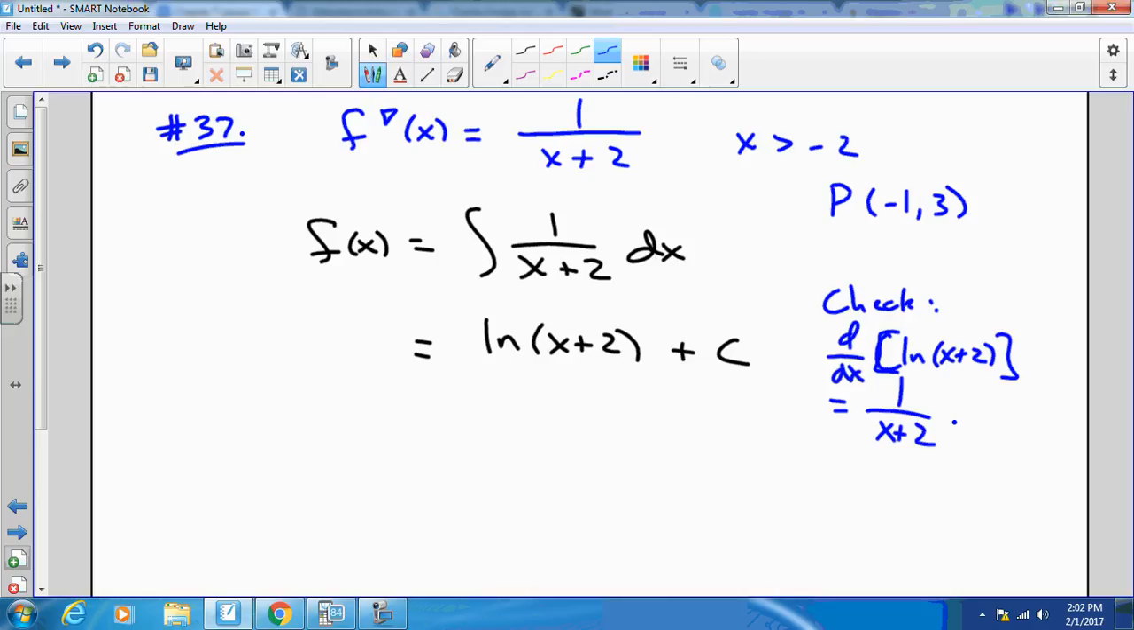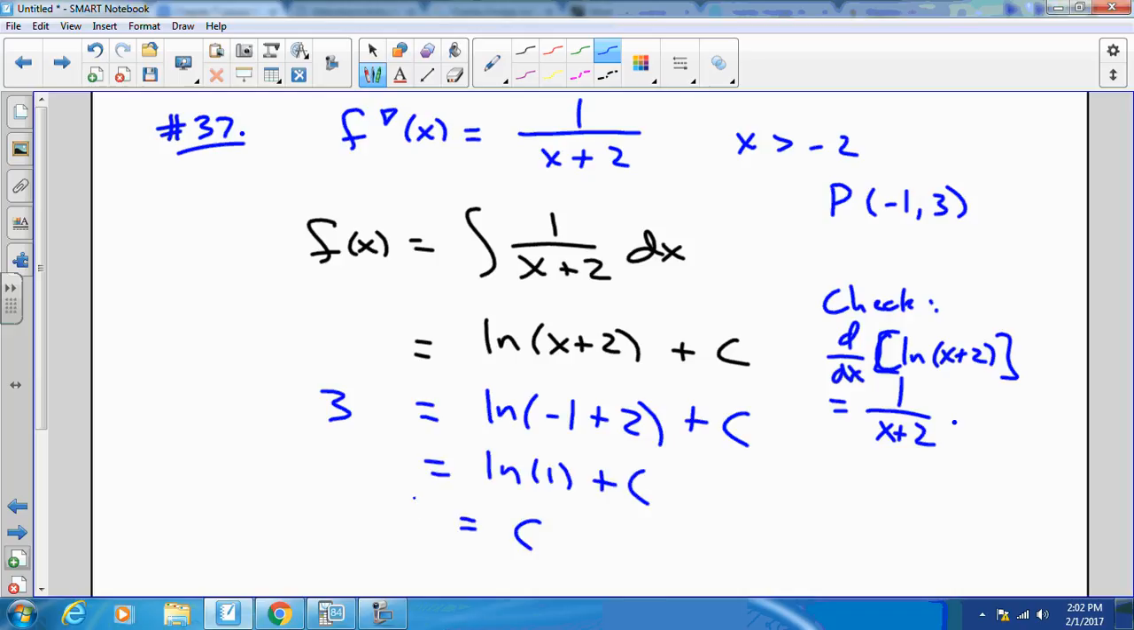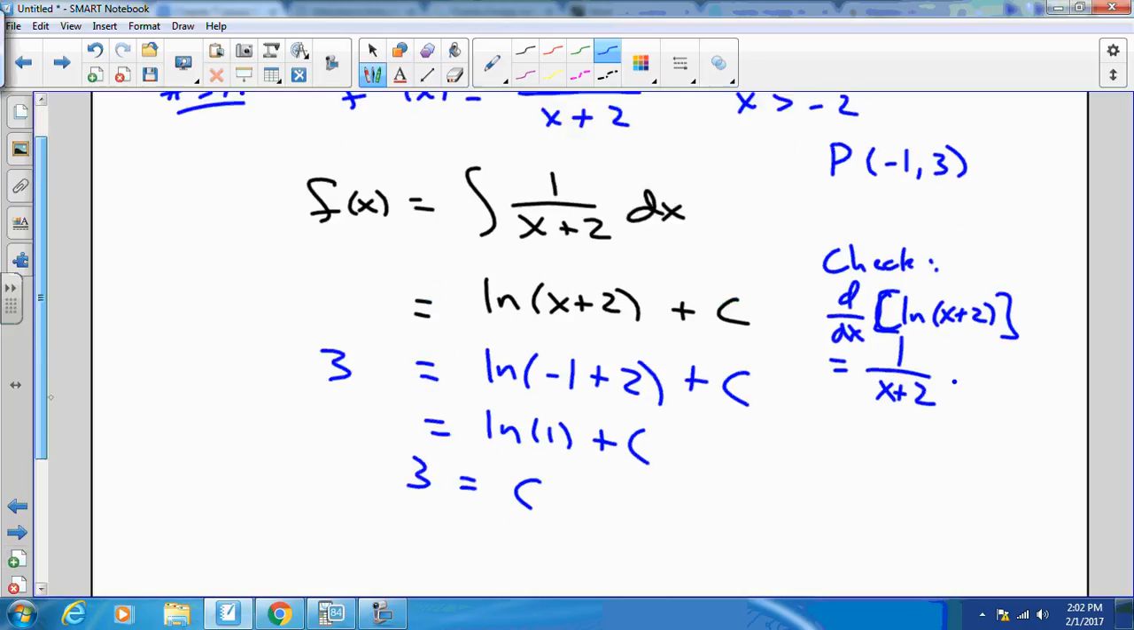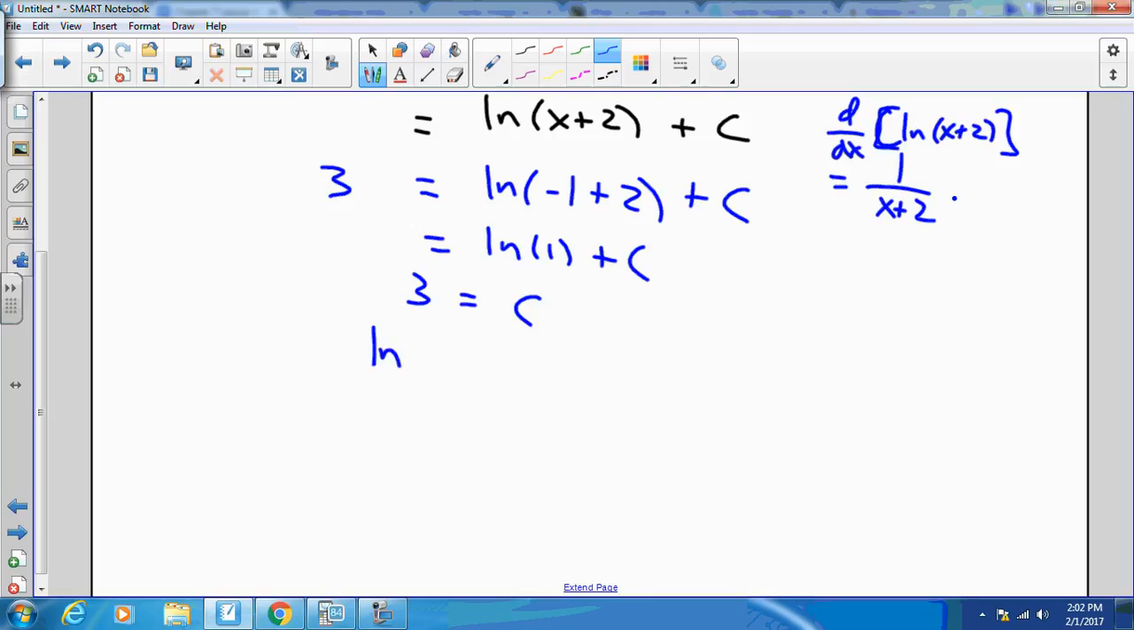Okay. Now we need to find the value of c using the point, and since f of x is equal to 3 when x equals -1, you can plug in. What is the natural log of 1? It is indeed 0. So that c is equal to 3, and I have my function. And so we're happy with this.